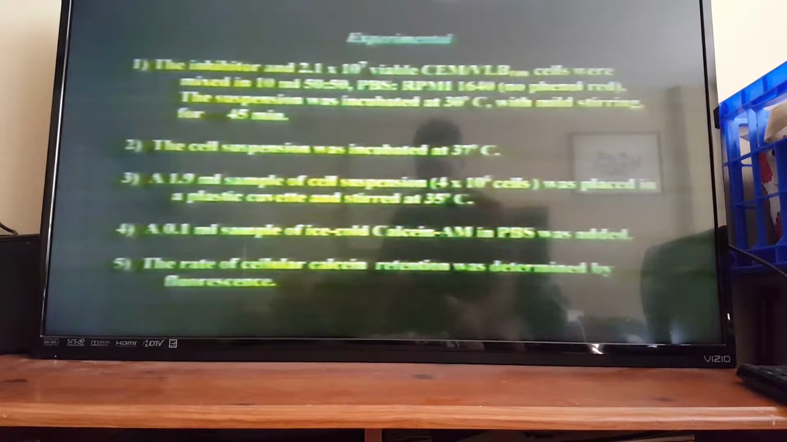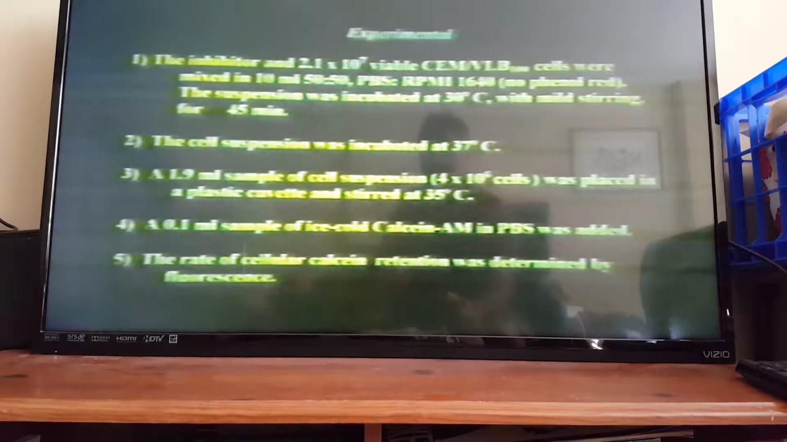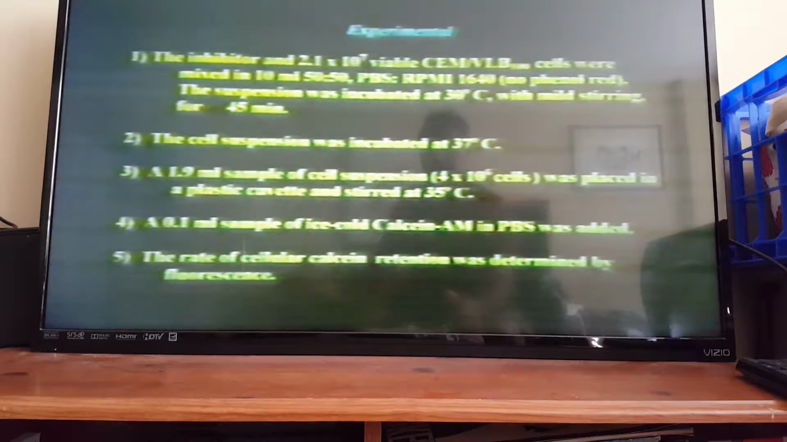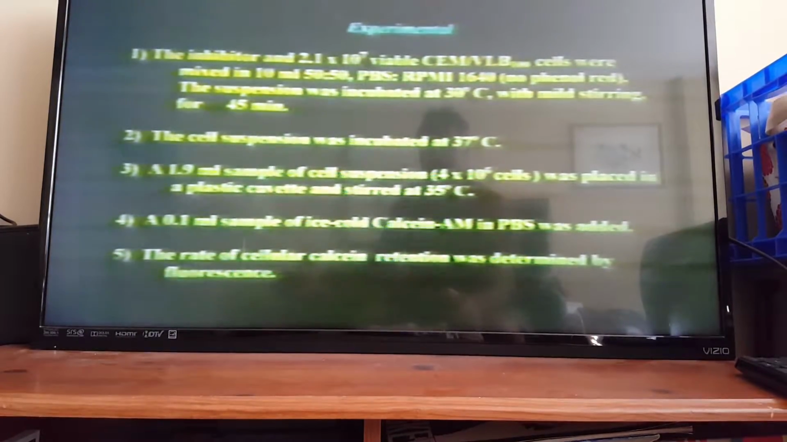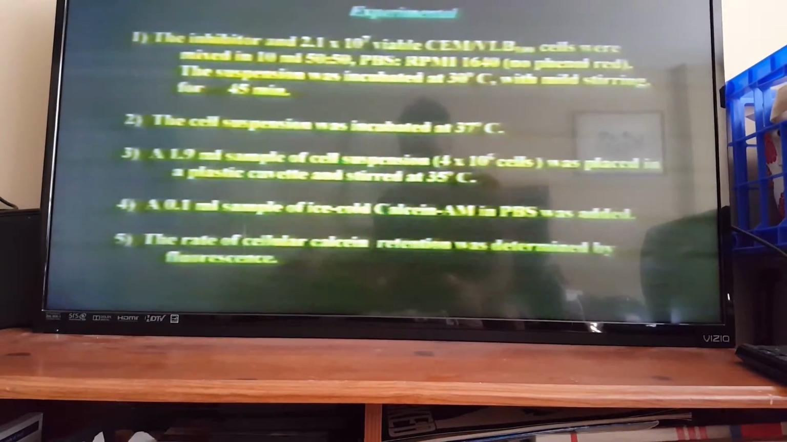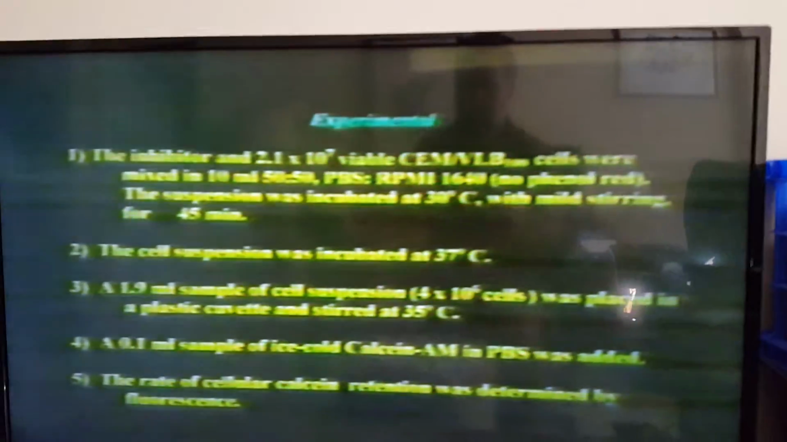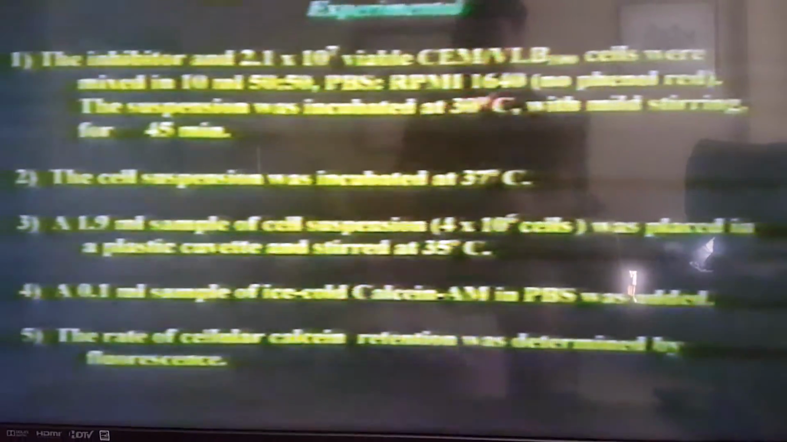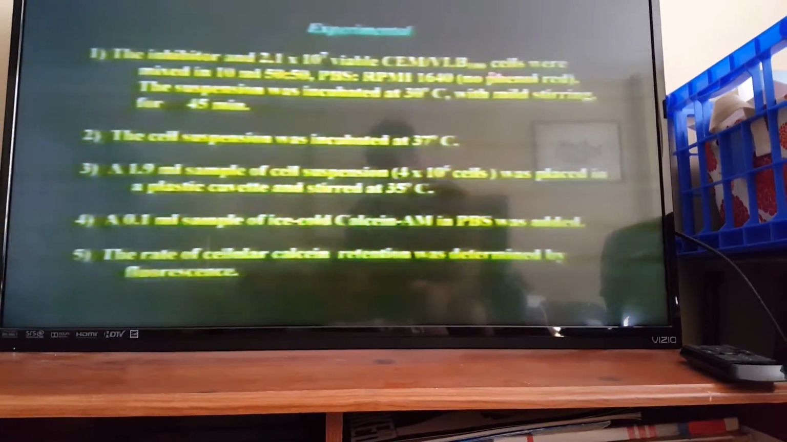Okay, how do we do the experiment? We take the inhibitor at a known concentration, and we take a certain concentration of CEMB-LB100 cells. This is the same cell line which is now capable of surviving in 100 nanomolar vinblastine, which is a toxic level, believe me. And so these are resistant cells. They are MDR1 cells. They apparently have no other form of resistance, according to the man who created this cell line, which is Bill Beck.